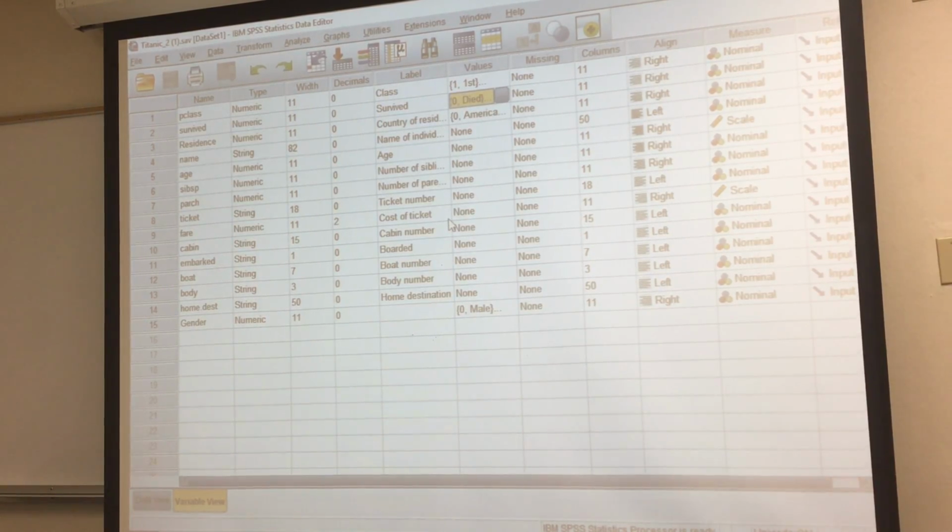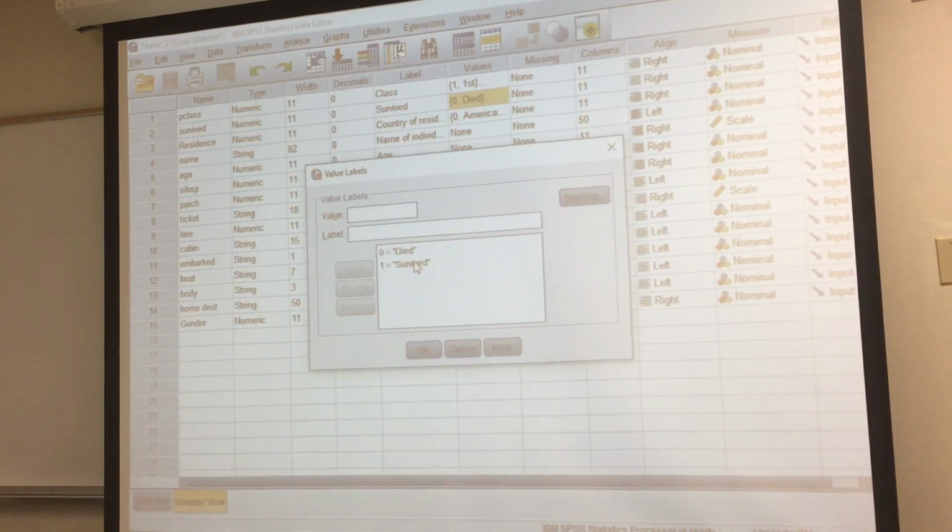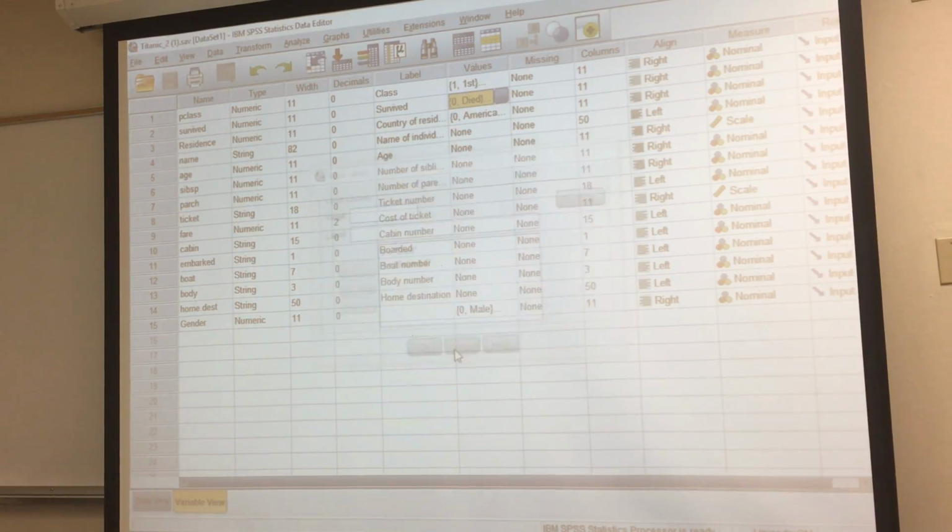So here's a data set that records the situation. We can see this variable is the DV, survived. It's a categorical variable. 0 means died and 1 means survived. So there are only two categories, died or survived.